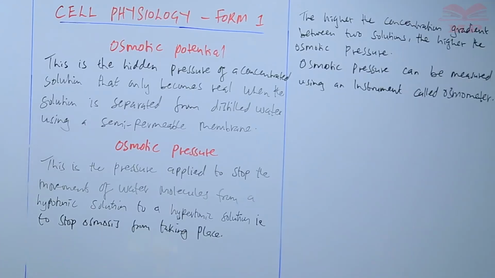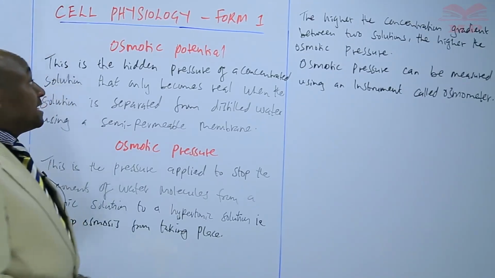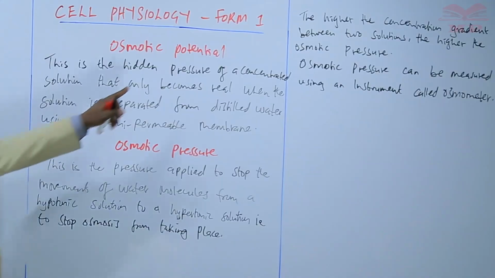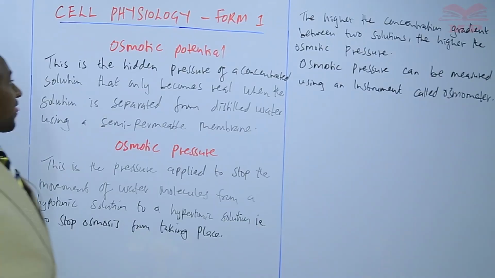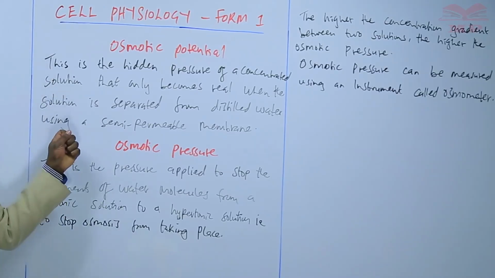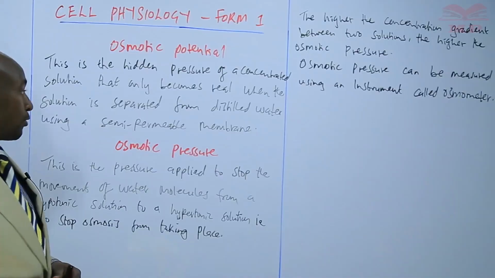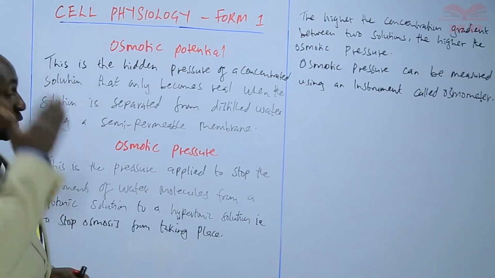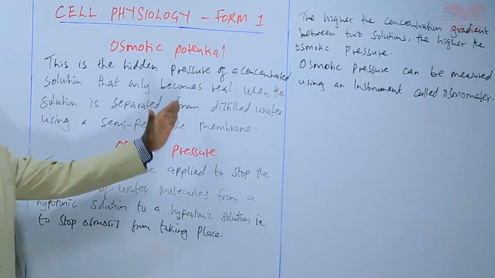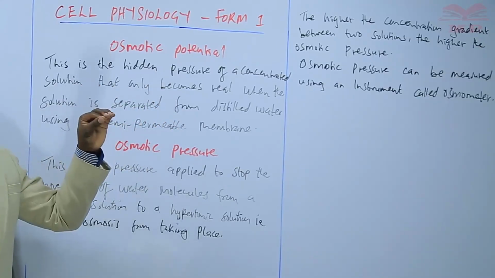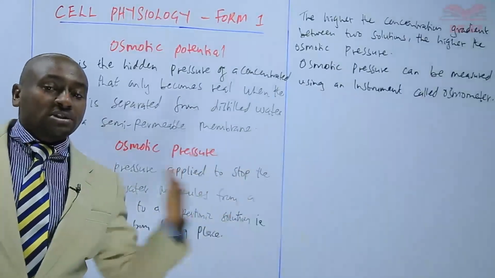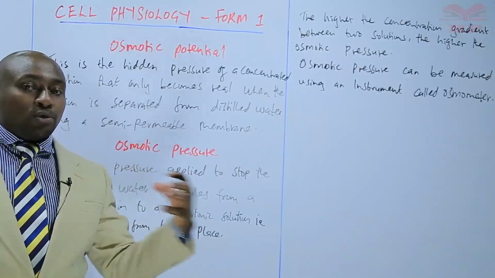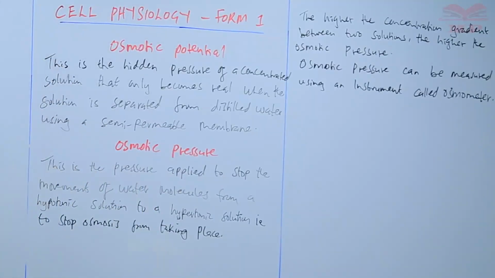So basically you have said that osmotic potential is the hidden pressure. It has the potential, so it is hidden. It is the hidden pressure of a concentrated solution that only becomes real when the solution is separated from distilled water by a semi-permeable membrane. So in this case, it shows that a concentrated solution has some pressure, but we cannot realize that pressure until we bring in another solution of lower concentration so that now osmosis can take place.